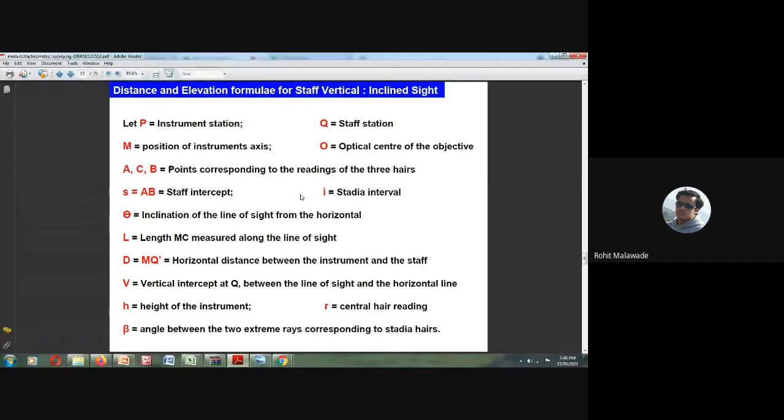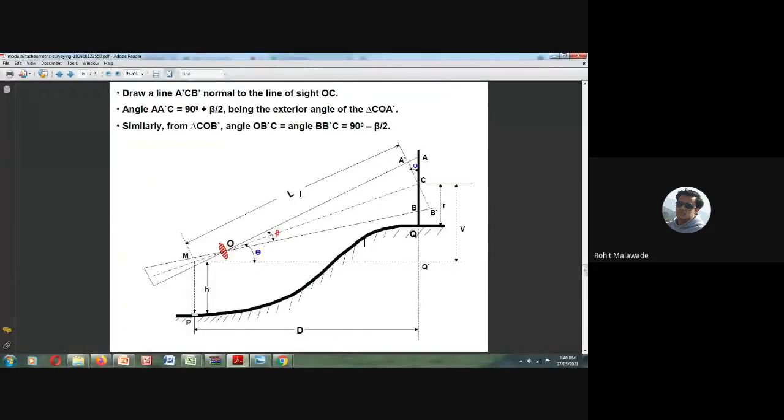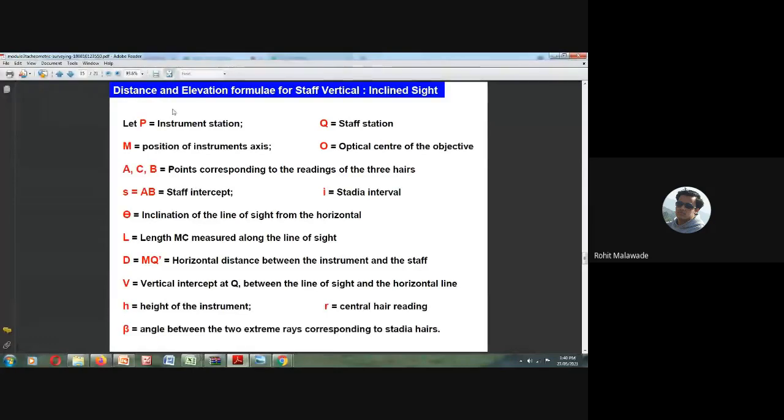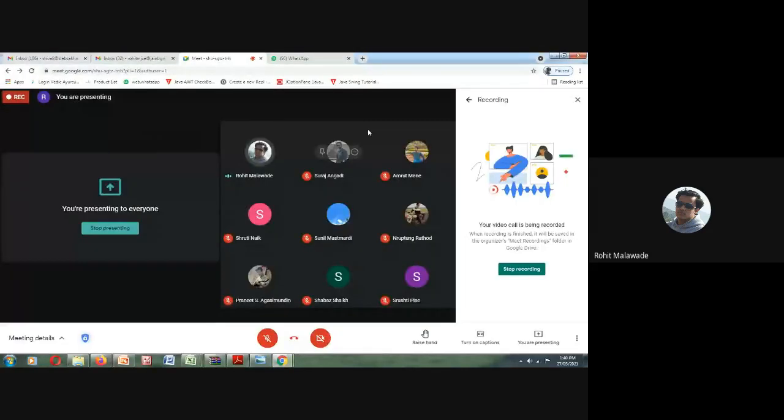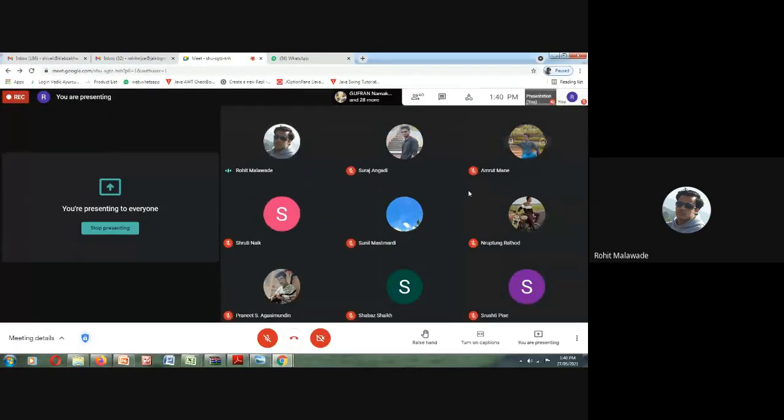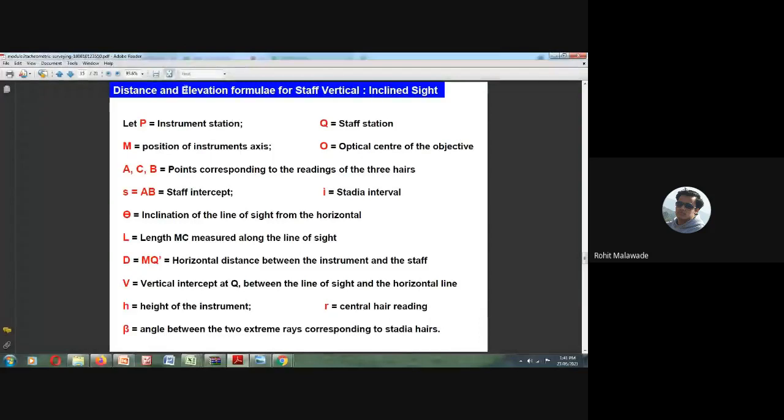Now, today we are going to discuss the inclined line of sight. We are going to study how to determine the inclined line of sight in today's class. We are going to see both conditions, that is, if the line of sight is having inclination or declination. We will see, if the line of sight is inclined, how we can measure the distance and the elevation.